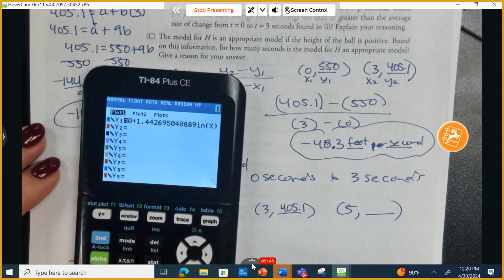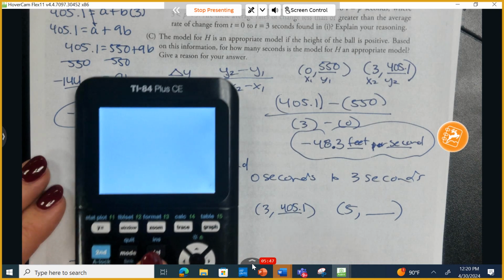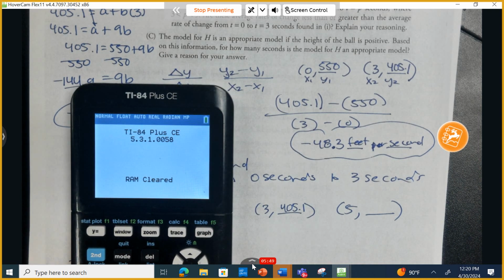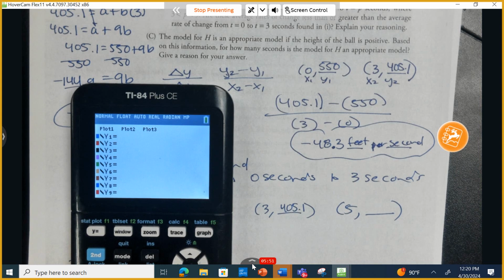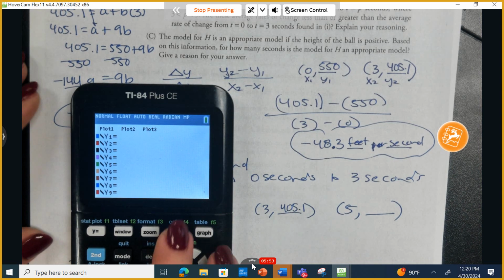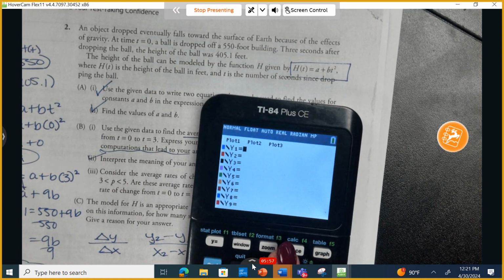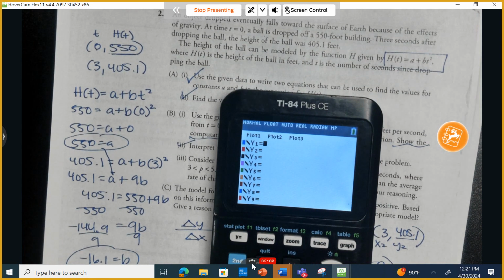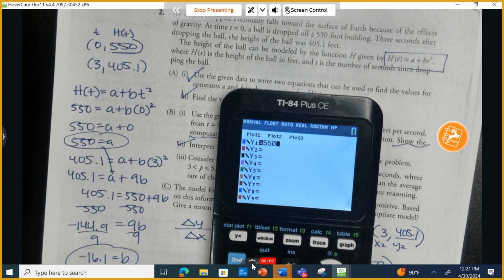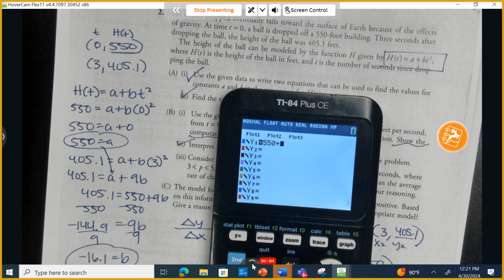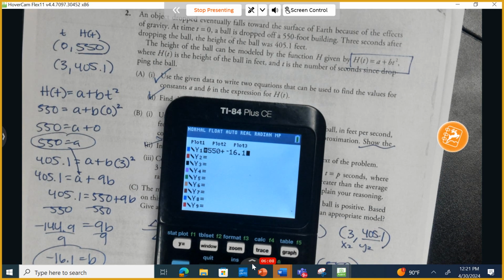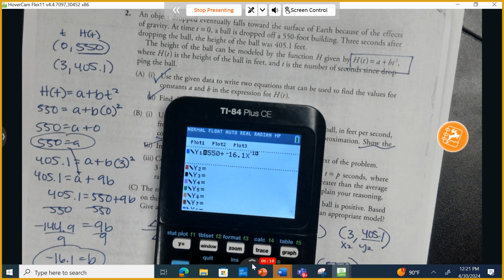Let's come up here to this equation. Let's go second plus 7, 1, 2 and clear everything out. And let's go to y equals. And now I'm going to go to my equation. Well, what is the equation? Here's the equation. My A was 550. So I'm going to type in 550 plus the B is negative 16.1, negative 16.1. And there's no t, it's the same as x squared.